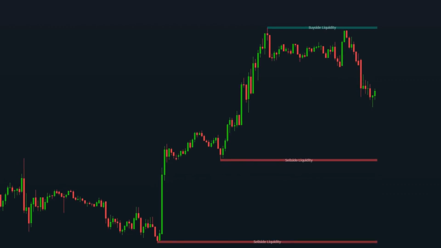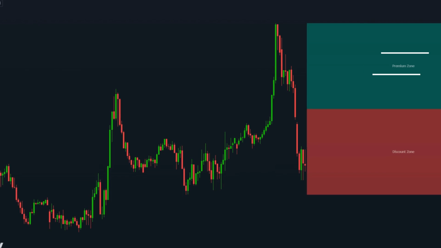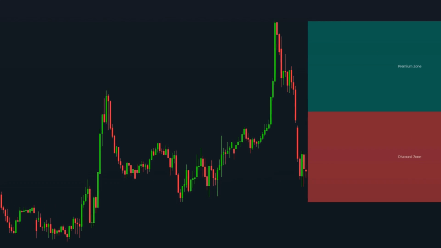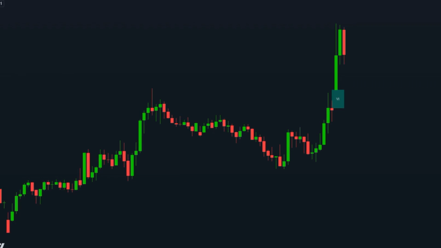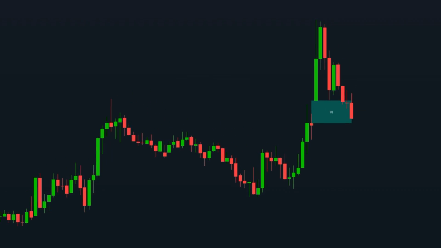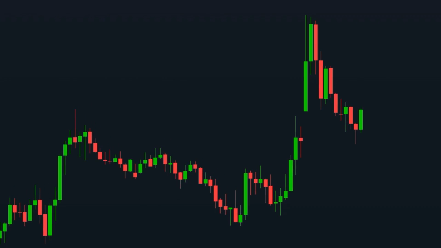Ever wonder if you're buying high or selling low? This indicator has you covered. It reveals premium zones where assets might be overpriced and discount zones where you might be getting a steal. Gaps between candlesticks can be like little market mysteries. The toolkit helps you crack the code by identifying volume imbalances. These are gaps that often get filled later, giving you potential entry or exit points.